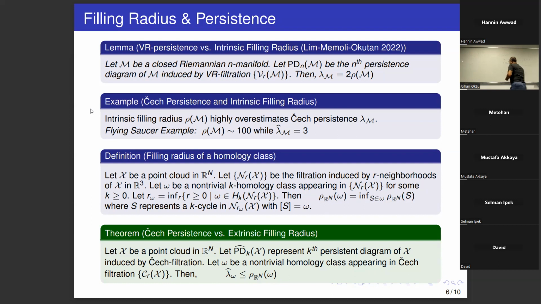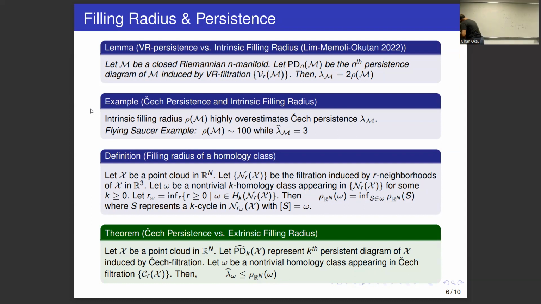Okay. And you increase the balls. This is 0.1, 0.2, etc. And when you hit 1, it becomes trivial. The Čech persistence for this guy is going to be 1. So (0, 1) is your PD1 for S1 in R2.